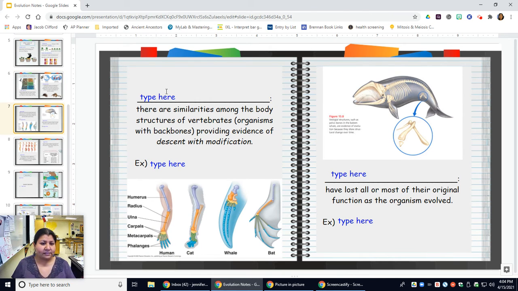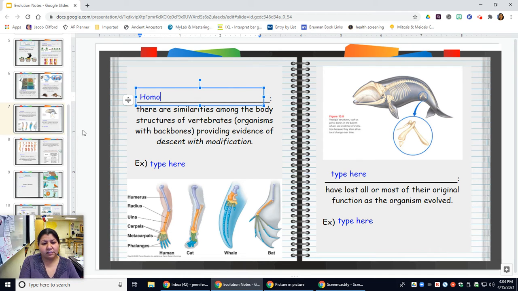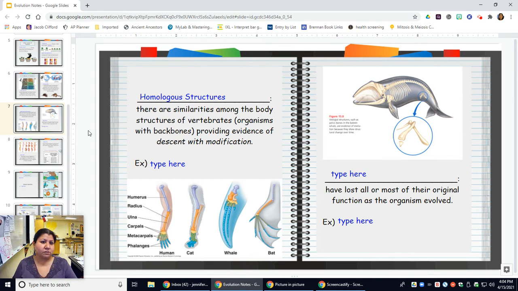So next, we have what's called homologous structures. Okay, so remember homologous, we talked about homologous chromosomes. Homologous means the same. So these are similarities among body structures in vertebrates. Okay, so this is one of the things that gives evidence to descent with modification or having a common ancestor.